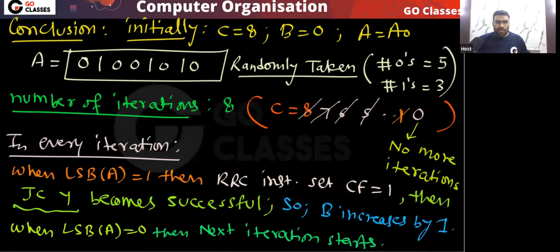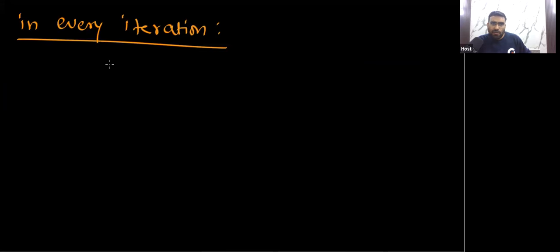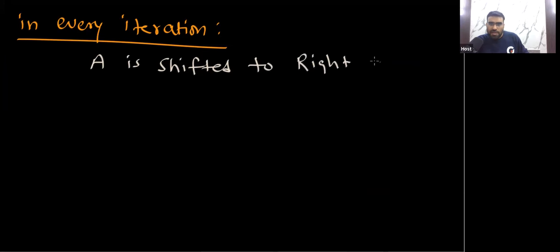Is this clear? This is happening in every iteration. Please let me know. One more thing is happening in every iteration. What is that? That is, A is shifted. Yes or no? A is shifted right. Agree? A is shifted to the right.